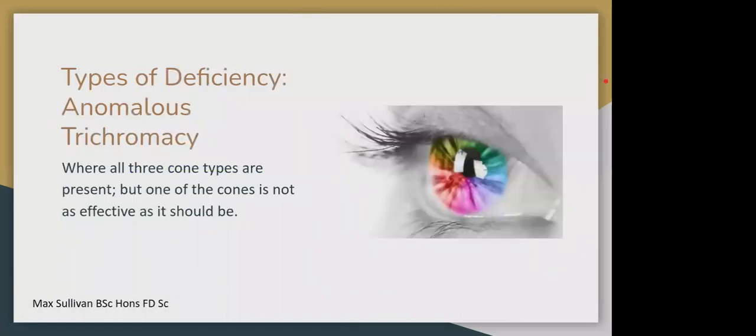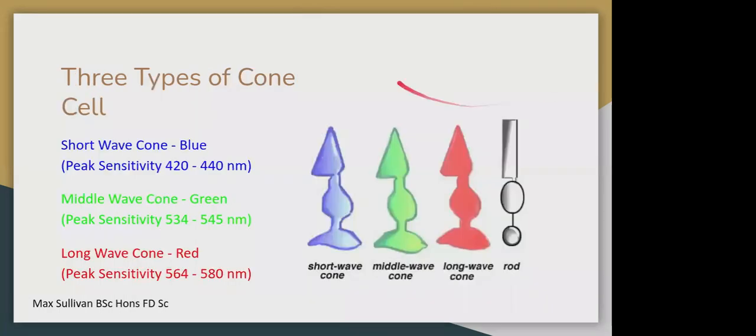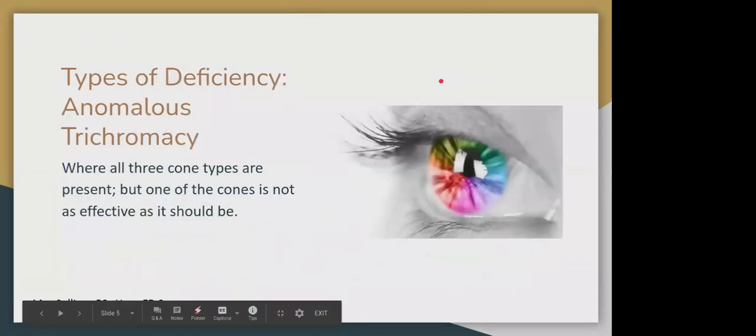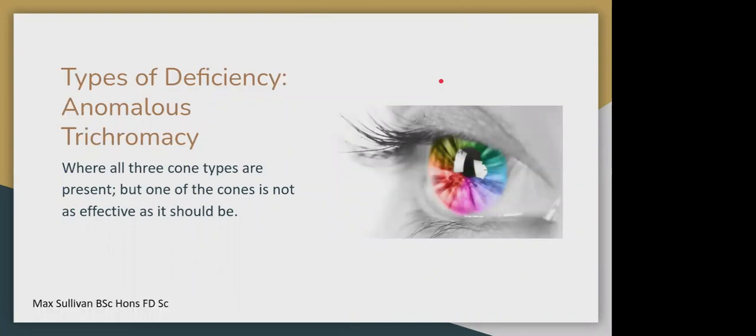Moving on to that, the first type of deficiency we're going to talk about is anomalous trichromacy. What this means is that all three cones, the three cones here, are present within the eye, but one of the cones isn't as effective as it should be. It's not working as hard as the others, and not as hard as it should be.